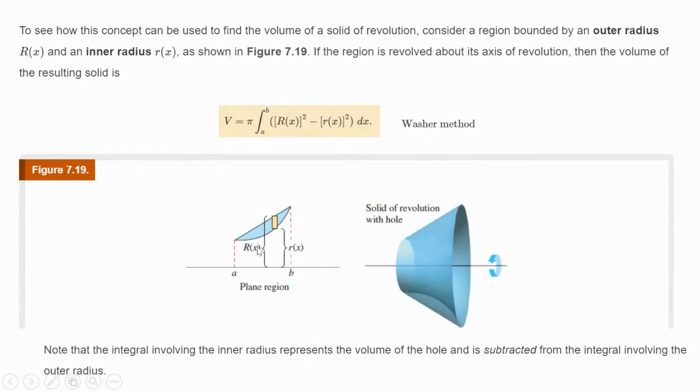You could think about maybe your eye being over here, and if you think about that, you see there is space between here. So when you take this around, you get a solid of revolution with a hole in it. Here is an important note, but the formula says it all. Note that the integral involving the inner radius represents the volume of the hole, and this is being subtracted from the integral involving the outer radius.